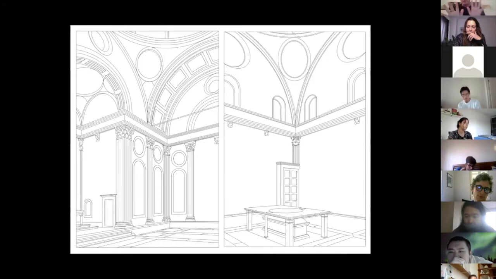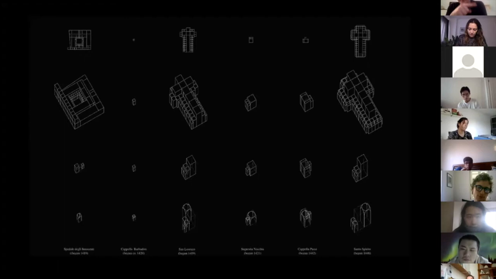Perhaps the most interesting drawings are those which I did not publish in the end, out of a dispute with the editor, who thought that this was too much of a 1990s approach to architecture. These are drawings which investigate, let's say, the volumetric development of this building, or the volumetric thinking which went into the development of these buildings.